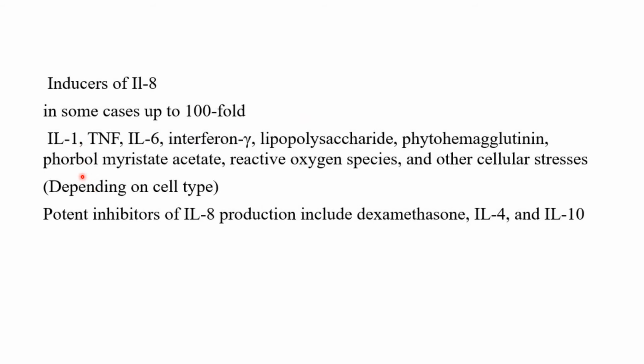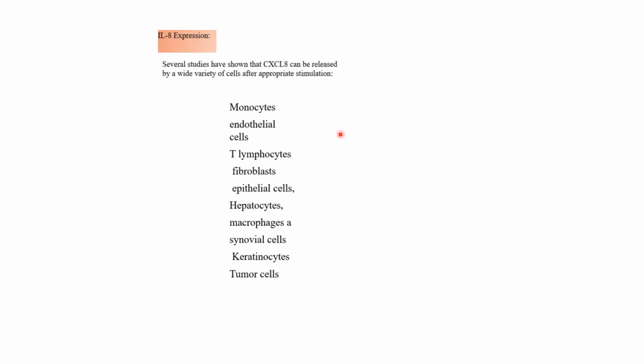Many cells can be stimulated to produce IL-8 by IL-1, by TNF, IL-6, interferon gamma, lipopolysaccharide, and so on. The potent inhibitors of IL-8 production include dexamethasone, interleukin 4, and interleukin 10. CXCL8 is in fact another name for IL-8, an earlier name for IL-8.